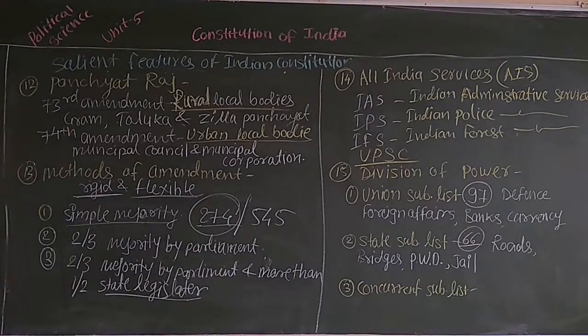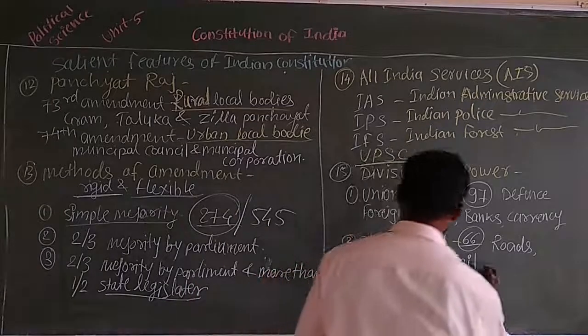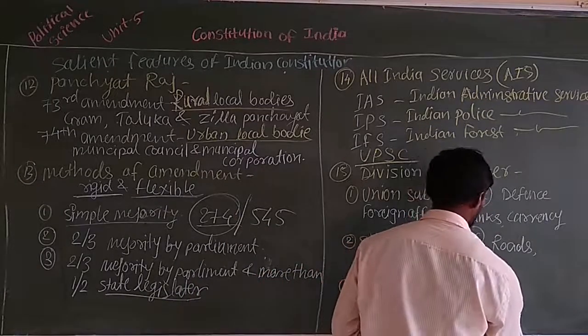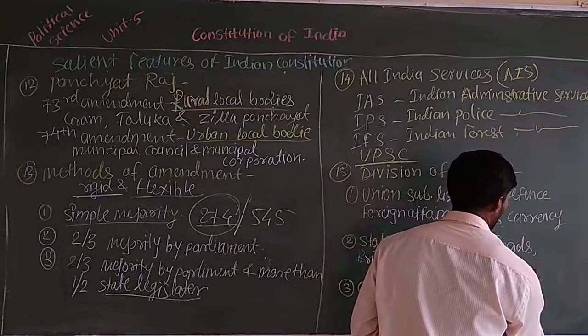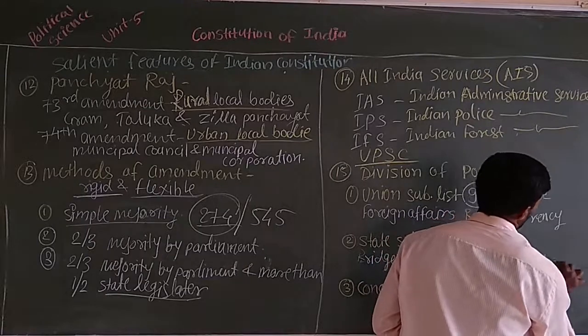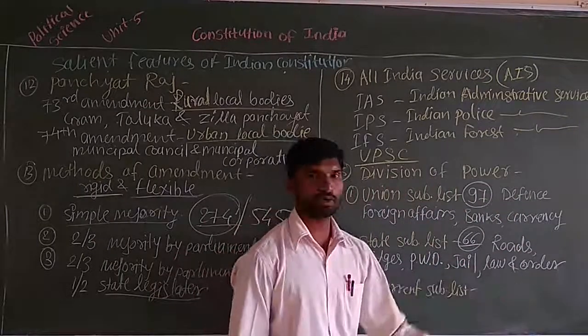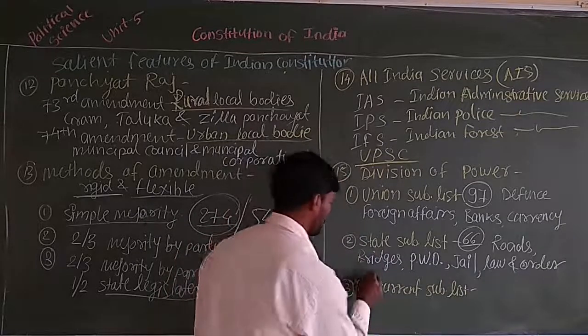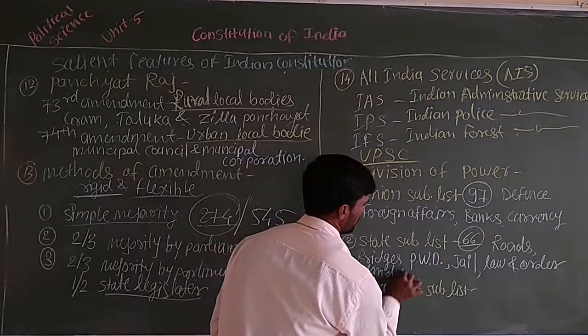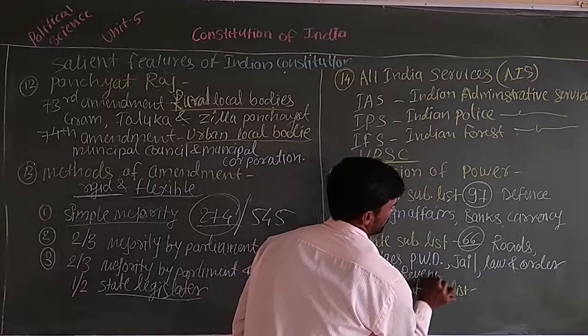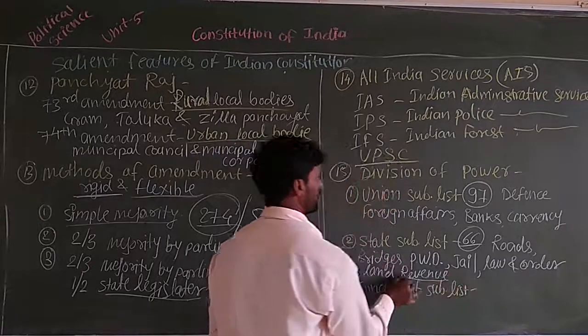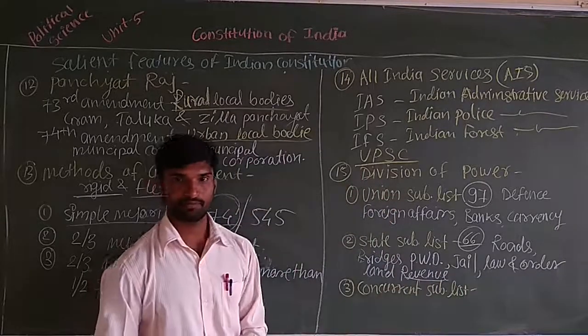For example, again here, PWD, land revenue, even law and order also comes here. That is police itself. Law and order. Roads, bridges, PWD, jail, law and order, and land revenue. That is the land revenue.